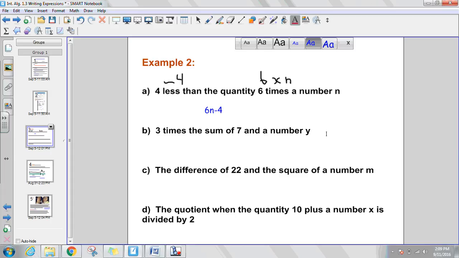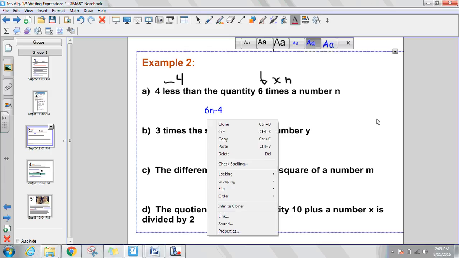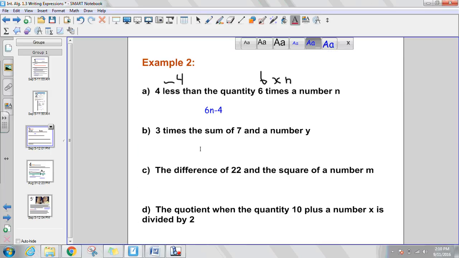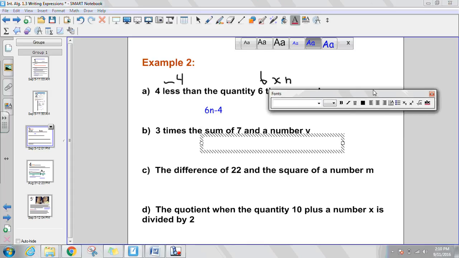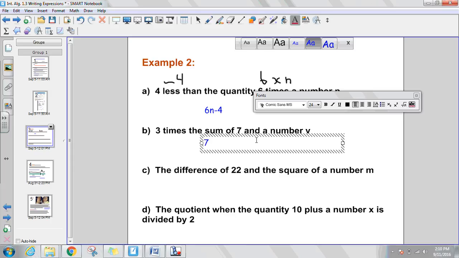Okay, example 2b. We have 3 times the sum of 7 and a number y. So we're multiplying 3 by this whole last part. 7 and a number y. Okay, so I'm going to write 7, and did that say sum? Yes, so I'm going to write 7, sum is addition, 7 plus y. Oopsie. 7 plus y, and then I need to multiply 3 by that whole part. So I need to use parentheses and have a 3 out times everything inside the parentheses. So 3 times (7 plus y).